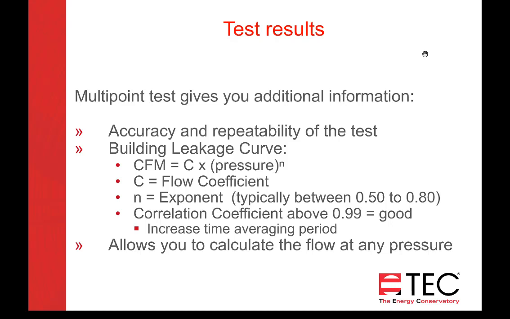Having the C and the N that show up on your report allows you to calculate the flow at any pressure. You have the C and the N, which are given to you on the multipoint report. If you want to know what the flow is at 5 pascals, just put 5 pascals in here: C times 5 raised to the 0.65, let's say. You need a scientific calculator to do that, and it will give you the flow at that pressure. Or you could set it up this way in a spreadsheet, just enter the pressure, and it will do the calculation for you. So if you turn on a clothes dryer and it changes the pressure in the house by 5 pascals, you can tell what the flow is.